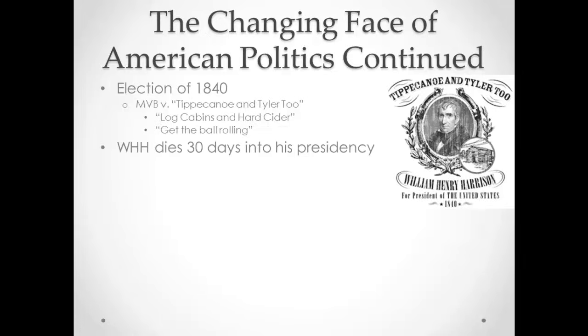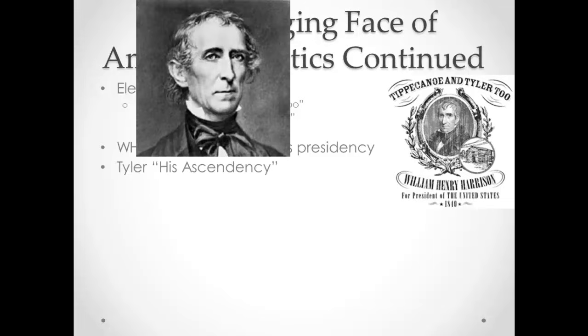So 30 days into his presidency, William Henry Harrison Tippecanoe dies, and John Tyler becomes president. He's nicknamed His Accidency because he is the first president to ever become president due to a death in the Oval Office. He is a Democrat at heart. However, he hated Andrew Jackson personally. So we're going to see a lot of his policies are really Democratic, even though he ran on the Whig ticket.